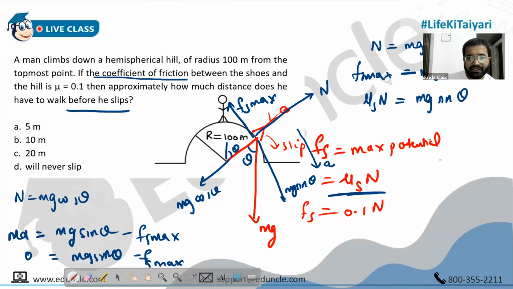Anyway, so take the ratio now. So what do we have? Divide equation 2 by 1. Equation 2 divided by 1. So I've got mu s into N upon N.